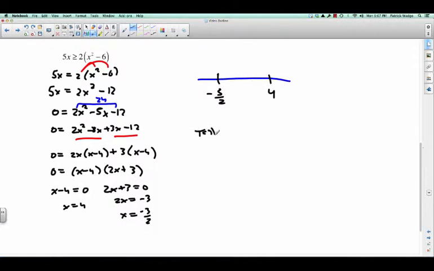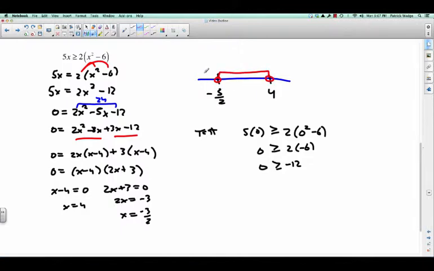So test: if I put 0 in the original, I get 5 times 0 is greater than or equal to 2 times 0 squared minus 6. 5 times 0 is 0. 0 squared minus 6 is -6. And 2 times -6 is -12. Is 0 greater than or equal to -12? Absolutely it is. So this time, this worked in between here. So I draw it like that.